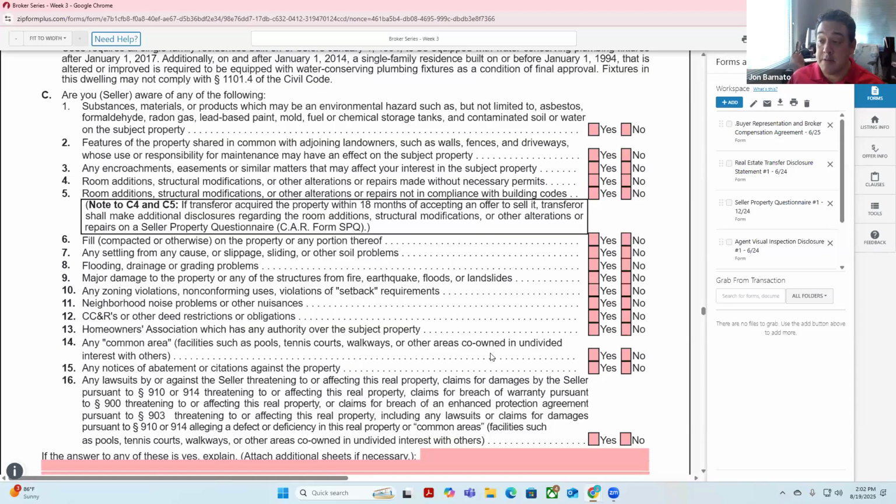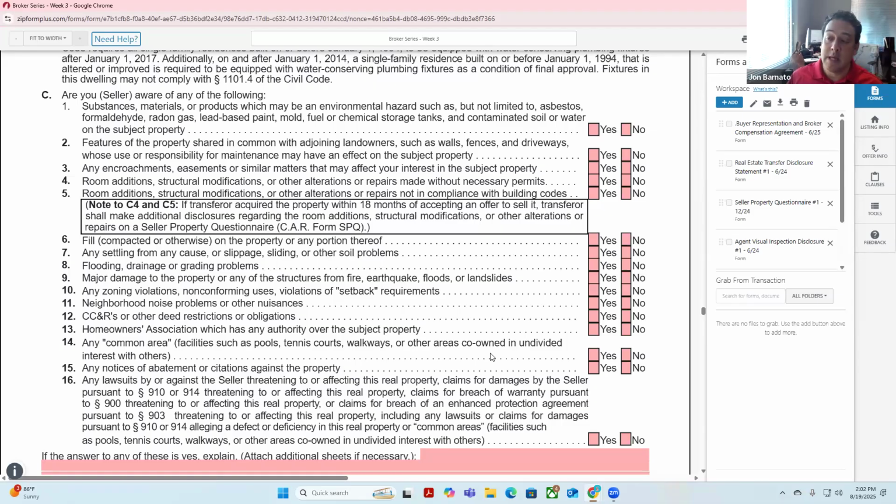And as you see in this note, if the transferor acquired the property within 18 months of accepting an offer to sell it, the transferor shall make any additional disclosures regarding room additions, structural and other alterations or repairs in the seller property questionnaire. So it's asking for additional information in the SPQ, which we'll talk about next, if they say they have added structural or done structural modifications to the property. Any questions on 4 and 5?